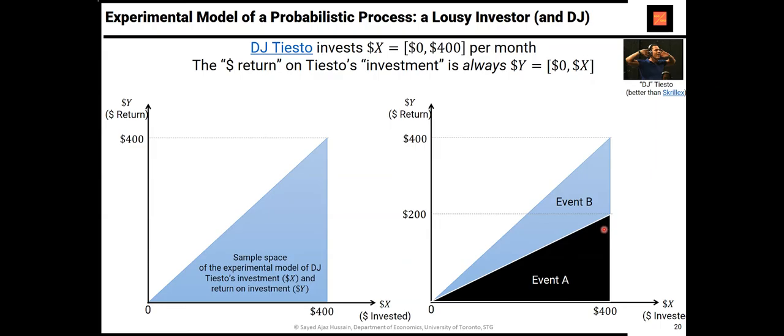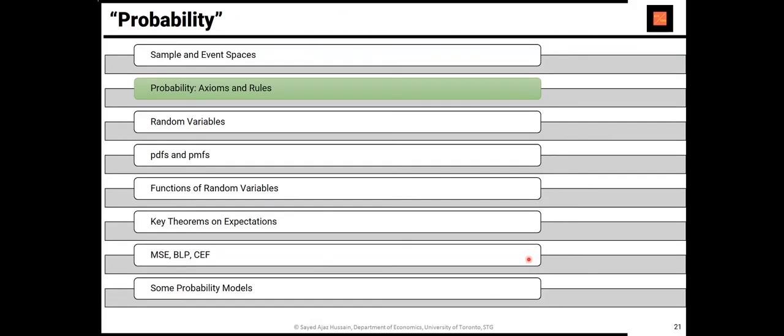So event A now corresponds to those instances where he withdrew some amount of money between 0 and 400, but his returns in dollar terms was half of that amount that he took out, right? Because this line, this number is 200, so any amount would be, if you take X dollars out, this would be at most X over 2.